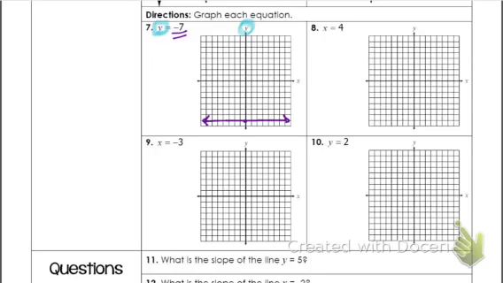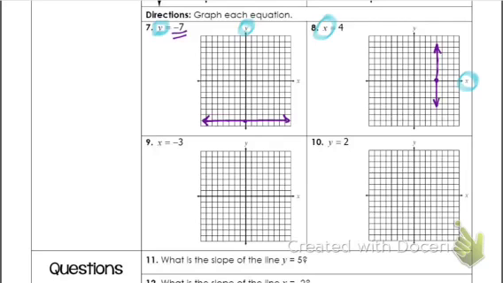Okay, number 8. It starts off with x equals. So which axis does it cross? The x-axis. Where does it cross at? +4. So count over 4, put your point. Okay, so is it going to be a vertical or horizontal? Vertical, I hope you said. Okay, told y'all this was easy, huh?